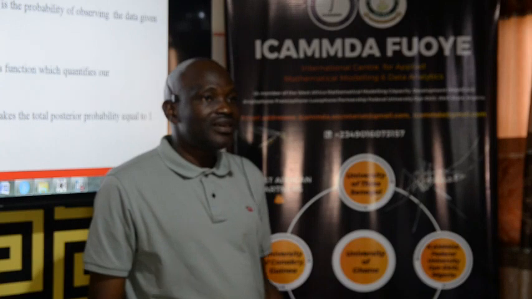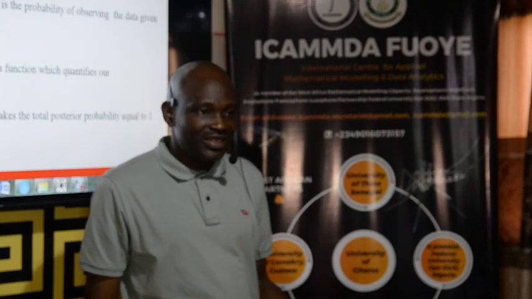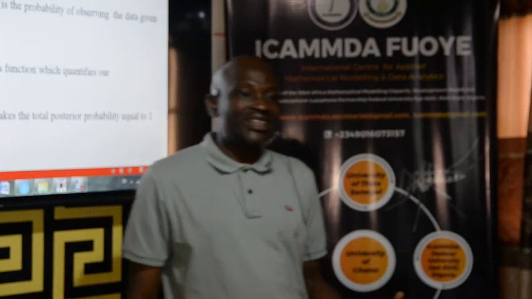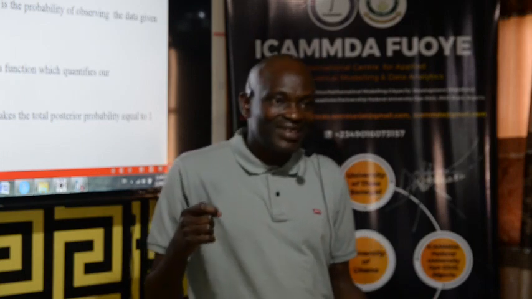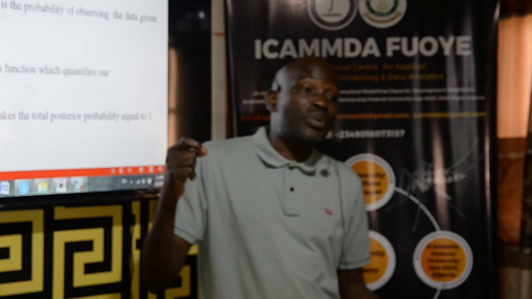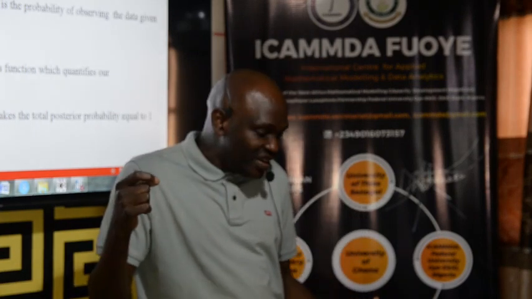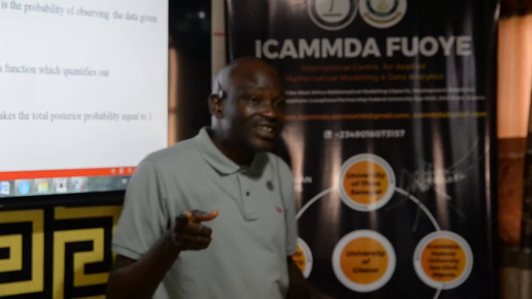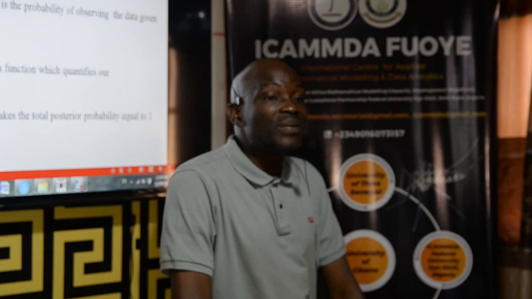If you look at it, H stands for hypothesis. Probability of a hypothesis given data. That is the probability of the hypothesis that you want to test given the data. It's the same thing as the probability of the data given the hypothesis, multiplied by the prior probability of your hypothesis. Then, the probability of the data.